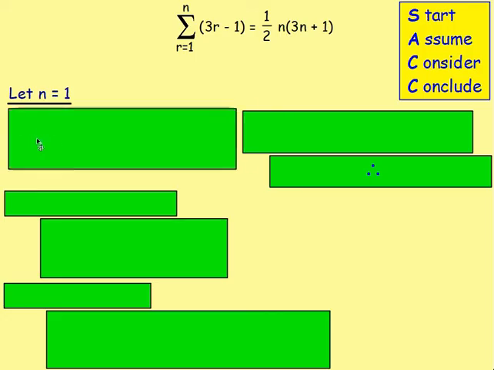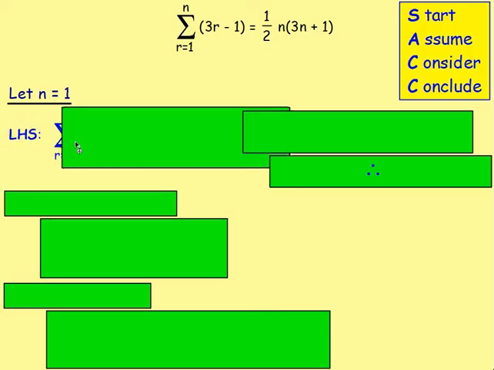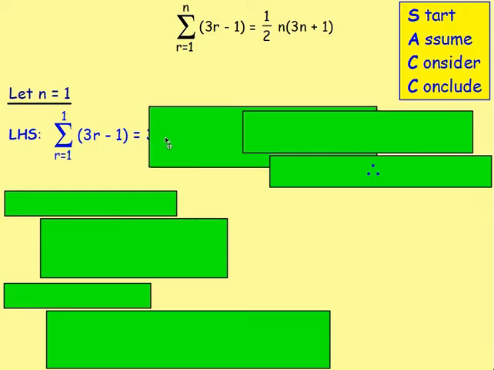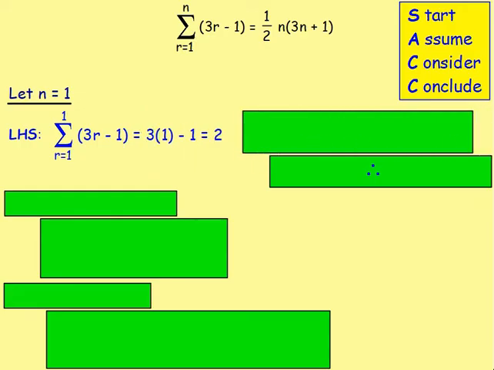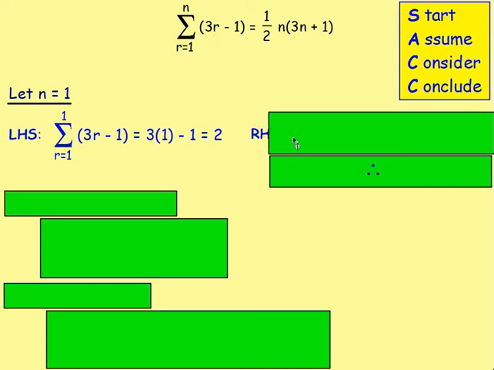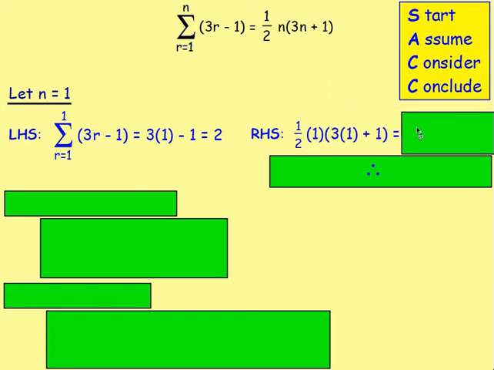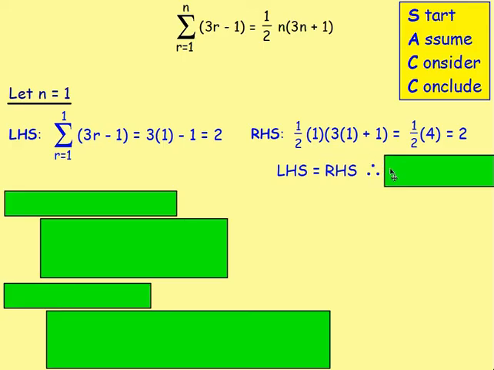If n was equal to 1, then our left-hand side would be the sum of 3r take away 1, going from r equals 1 all the way up to 1. So in other words, we're just subbing in 1 in place of r. So 3r take away 1 would be 3 times 1 take away 1, which is equal to 2. So our left-hand side is 2. Our right-hand side, what is the right-hand side equal to? Well, if you replace n with 1, you'd have a half times 1 times 3 times 1 plus 1. And that would equal half of 4, which is 2. We can see then the left-hand side equals the right-hand side, woo! And that means the statement is true for n equals 1. So we have dealt with the starting value.